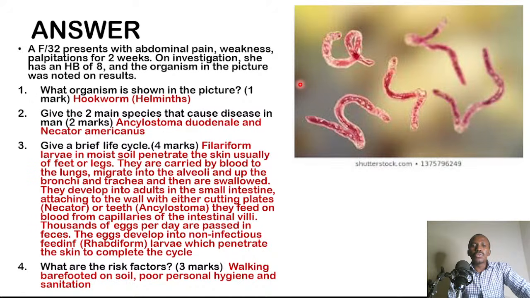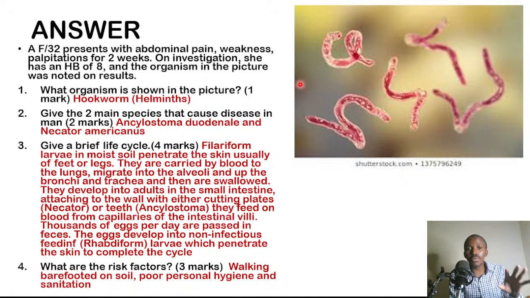So the life cycle is this. You get these filariform larvae, which are found in moist soil. Whenever you're walking barefoot in soil, they can penetrate into the skin and be carried in the bloodstream to the lungs. Kind of similar to what we had with the other worm we talked about, Ascaris lumbricoides. They migrate to the alveoli, then to the bronchi, then to the trachea, then they're swallowed. And then they develop as adults in the intestines.